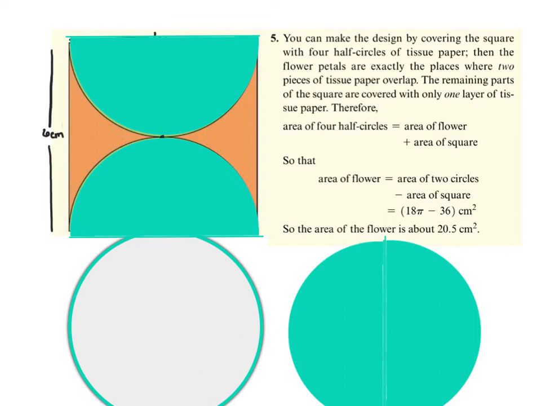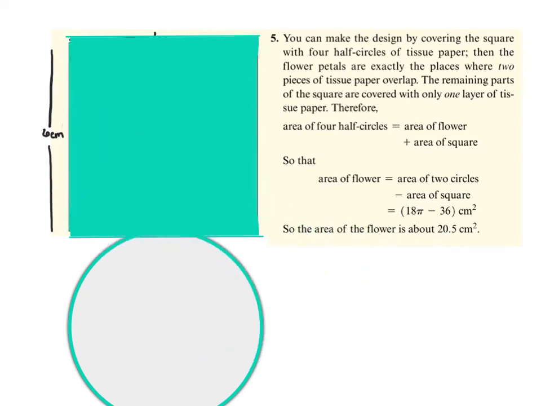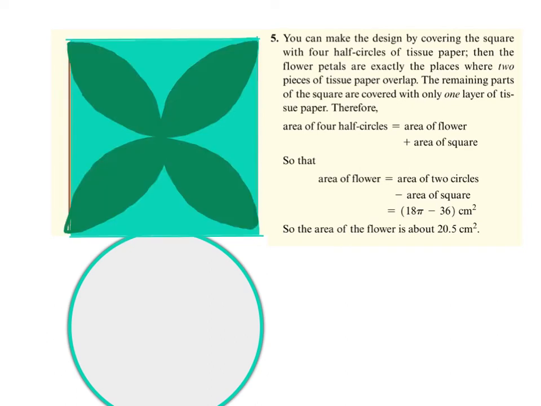Another way is to cover it, instead of with one circle, with a whole other circle. And I know it's hard to see, but there's an overlap there. And that overlap is where those green leaves are. So this overlap section is the area that we were looking for. So how can we do this? We can find the area of those 2 whole circles, or 4 half circles. And that's the area of the flower, those dark green petals, plus the area of the square.